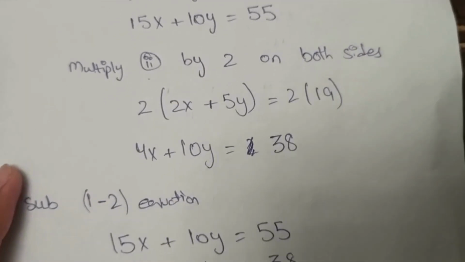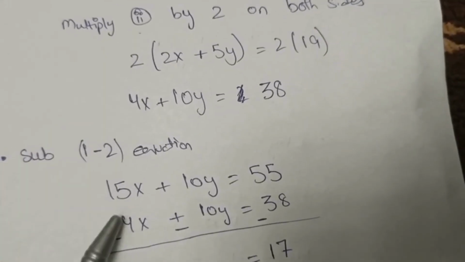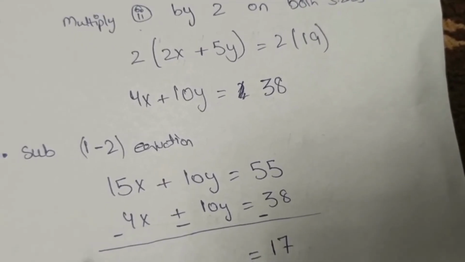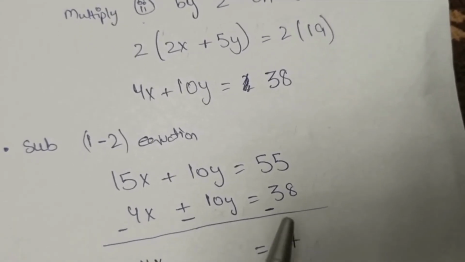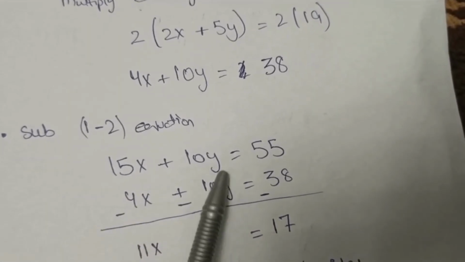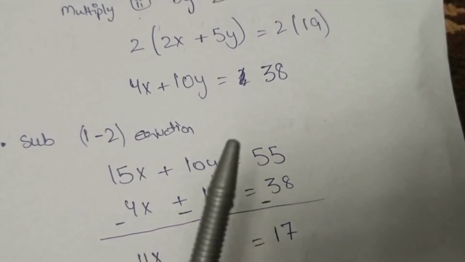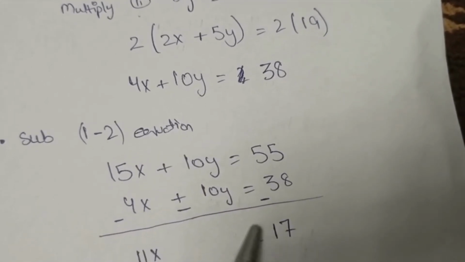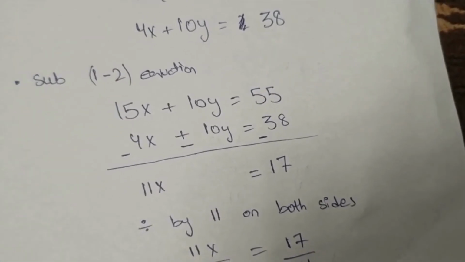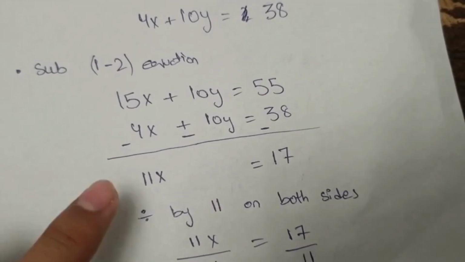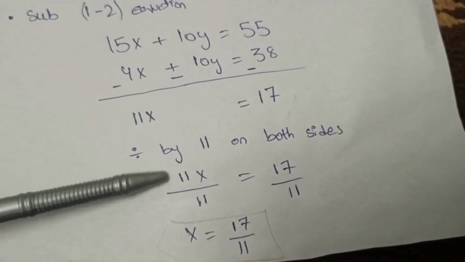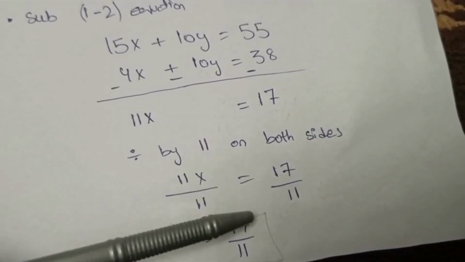So if we were to subtract these equations now, like I did, 15x plus 10y is equal to 55, 4x plus 10y is equal to 38, and we are going to use the subtraction sign here since we are subtracting both these equations. So 15x minus 4x becomes 11x, and 10y minus 10y is going to get cancelled or become 0. 55 minus 38 is 17, sorry. Now divide these equations by 11 to get rid of the 11 over here. So now if you divide it by 11, 11 gets cancelled, and x is equal to 17 divided by 11.